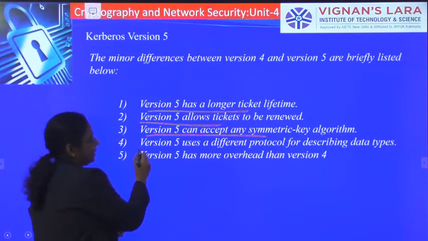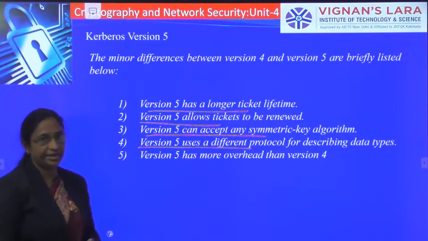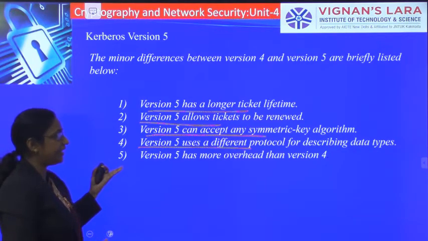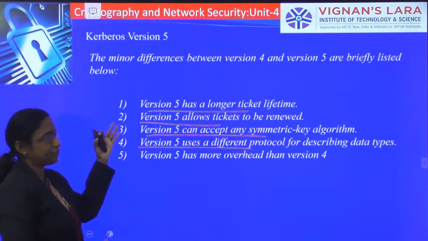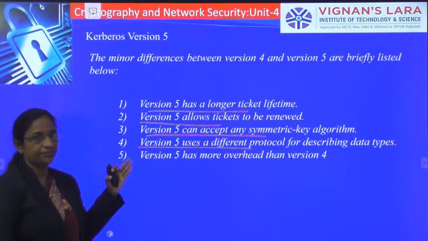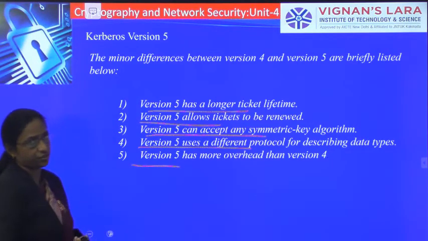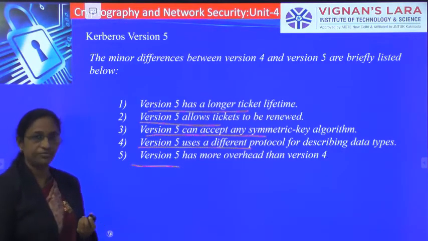Similarly, version 5 uses different protocols for describing different data types, whereas version 4 has a restriction there. And version 5 has more overhead than version 4. So those are some of the limitations of version 4 and some advantages of version 5.